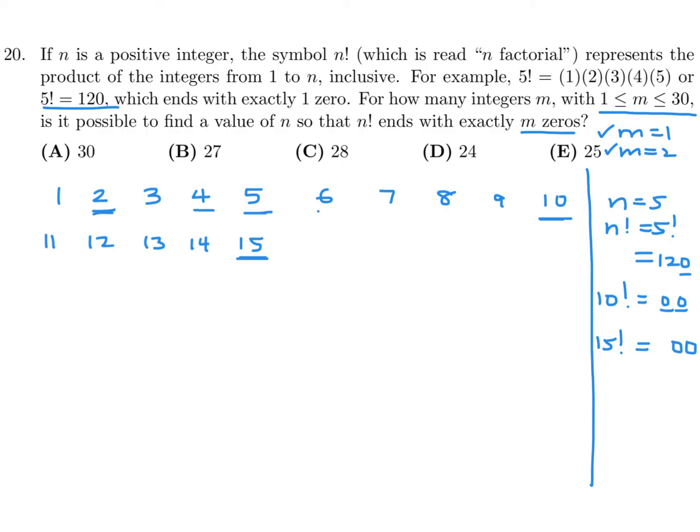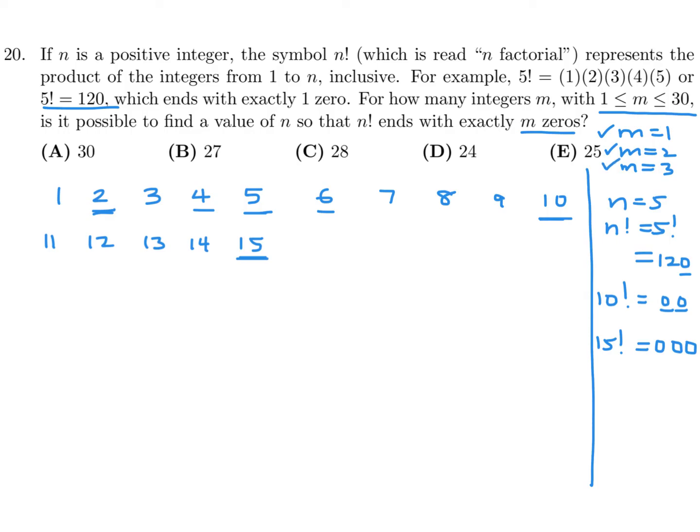This is 2 times 2. This is 2 times 6. So there's abundant 2's. Every even number has a 2. But the 5's are not as common. So that 15 would give me a third 0. So m equals 3 is possible, where m represents the number of zeros.